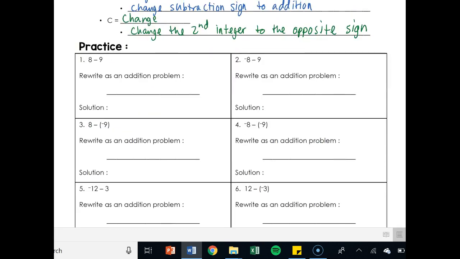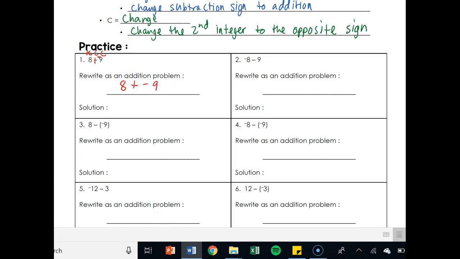So number 1, I have 8 minus 9. It's always helpful to write keep, change, change above it. That's exactly what I'm going to do, KCC above that. So I keep 8 the same. I change the subtraction to addition, and then I have to remember to change the 9 to the opposite. If it was positive 9, now it's negative 9. So it becomes 8 plus negative 9, right?